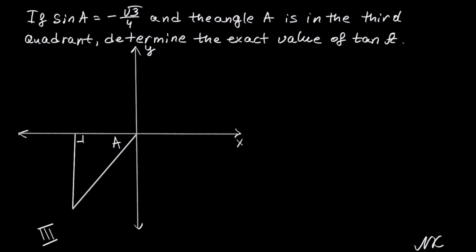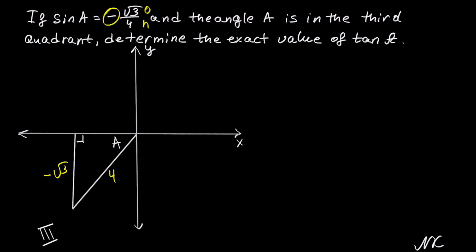The ratio for sine is calculated by taking the length of the opposite side and dividing it by the measure of the hypotenuse. So the opposite side to the angle A is equal to radical 3 and the measure of the hypotenuse is equal to 4. So the only thing we need to figure out is which one of these values is negative. Now hypotenuse is always positive, but another way of looking at it is that the y values are negative in the third quadrant, negative radical 3.